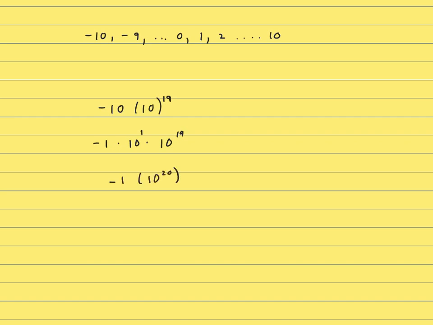You know, when you multiply like bases, you add your exponents. So it's negative 10 to the 20th. And you could write that as the 20 on the outside. And that's answer E.